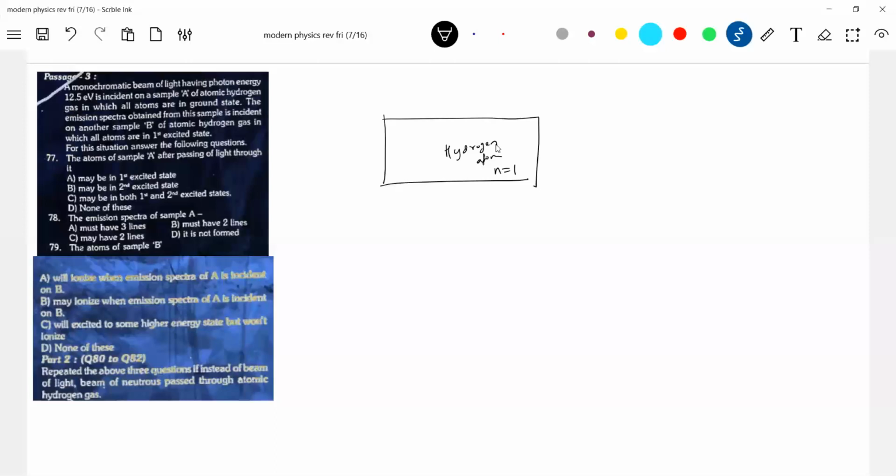In which all atoms are in the first excited state. Here a radiation is incident. So 12.5 electron volt, when it is incident, to what transition will it correspond? I think we have to check it. So minimum how much is needed? 10.2.